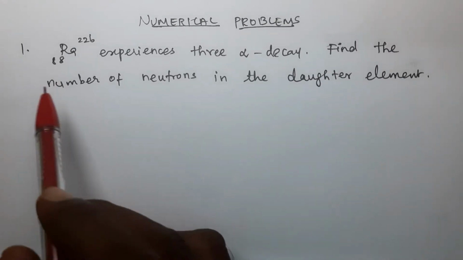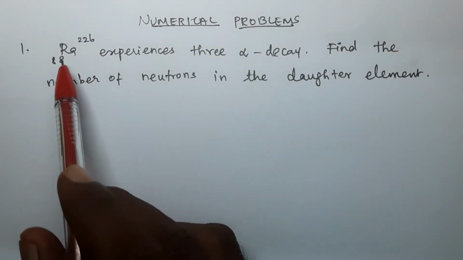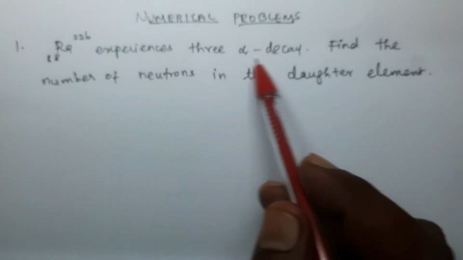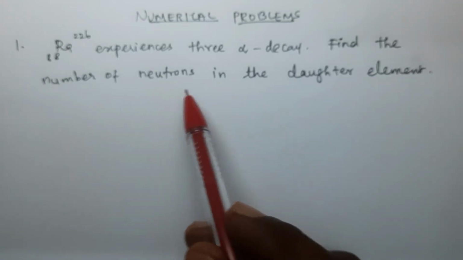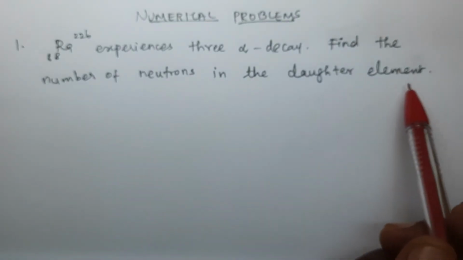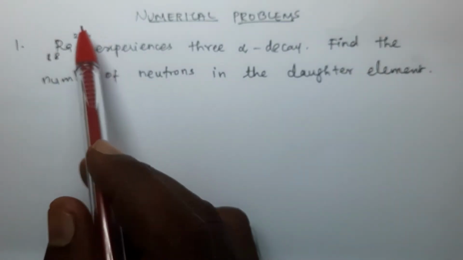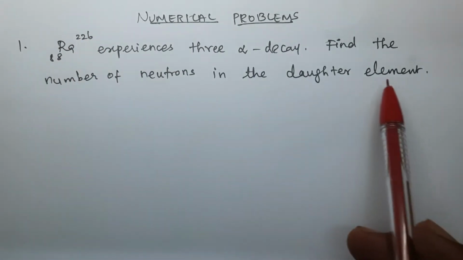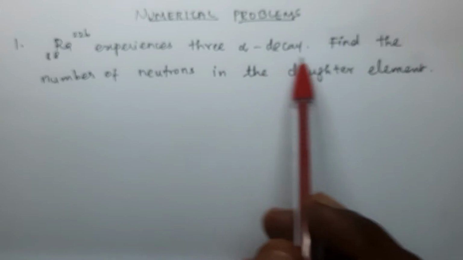Welcome to Tanu Science. First question, book back. Radium 88-226 experiences 3 alpha decay. Find the number of neutrons in the daughter element. So this is going to be the parent element. From this parent element, the daughter element is going to come after the 3 alpha decay.